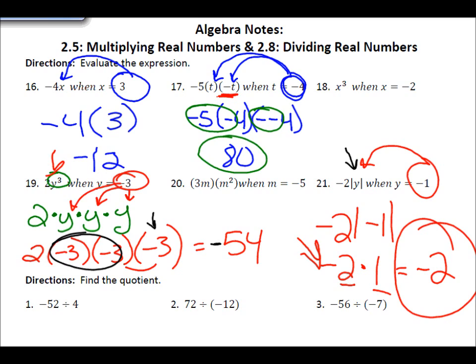Alright, so make sure we take the number, we plug it in for the letter, and then we figure it out. Be sure, if you have an exponent, you really should write those out so we can see our total number of negative signs that we have. At this point, you're going to stop and do section 2.5, 2.8, check point.